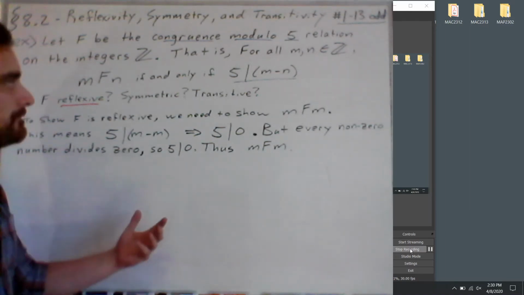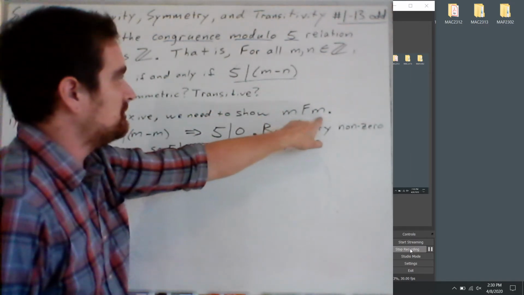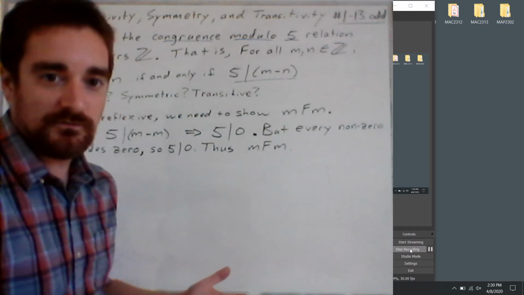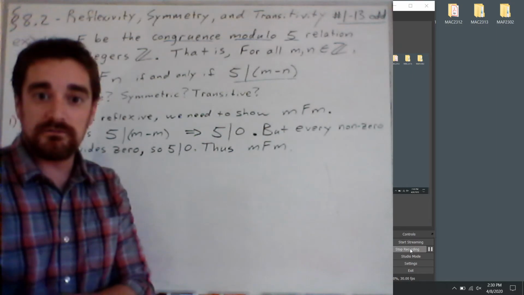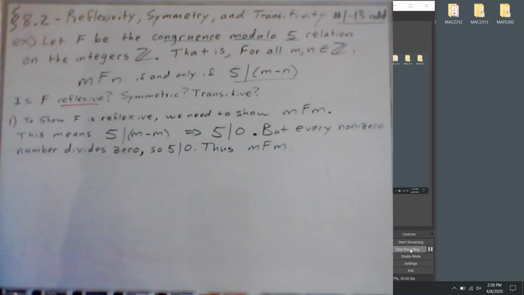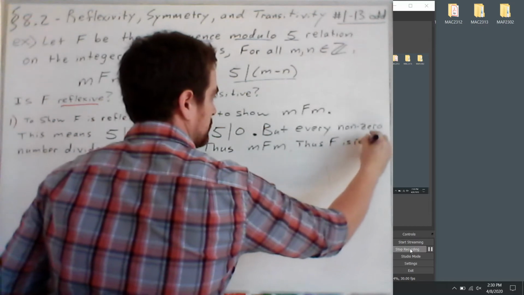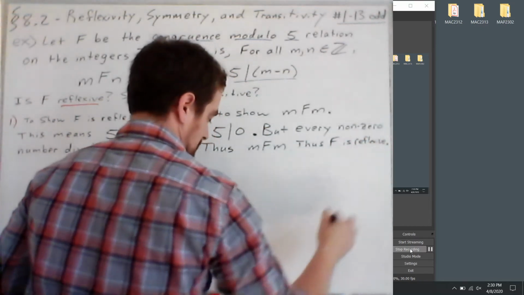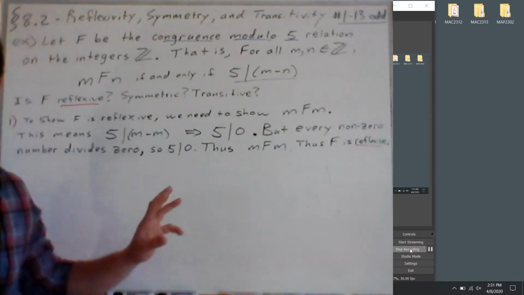Right, so no matter what number I pick, m and n are integers. Say you pick the integer 7. 7 minus 7 is 0. Does 5 divide 0? Yeah, because 0 divided by 5 is 0. So 5 definitely divides 0. Take 0 divided up 5 times, you still get 0. So that is defined. So we do have this reflexive property. Thus, f is reflexive, and that's what we wanted to show. So we do get the reflexive property, which is very nice.